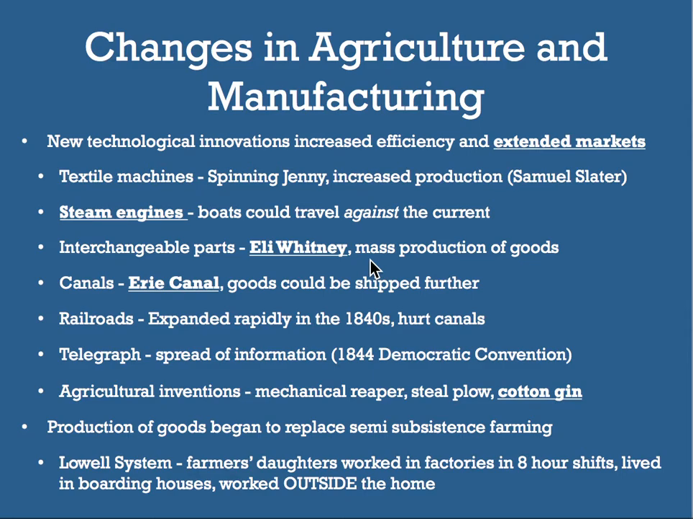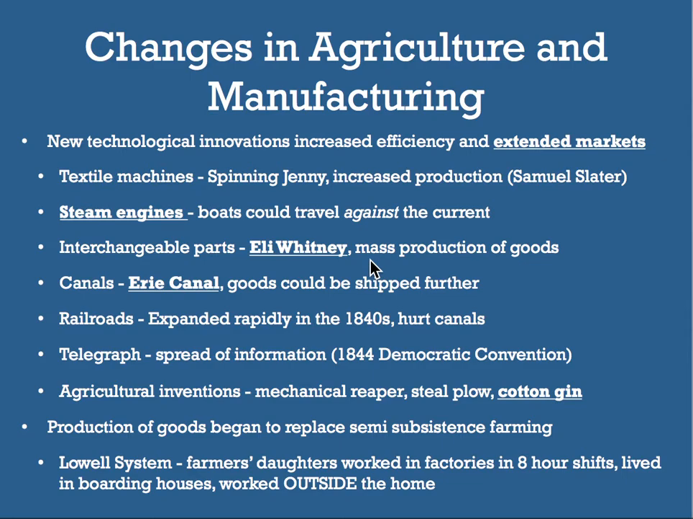We see a huge growth of canals, so building infrastructure to be able to trade things farther away. The one you should know is the Erie Canal in New York. Eventually, we see railroads later at the tail end of the 1840s, which is going to actually hurt canals, but really replace those in terms of our growth of infrastructure. We see the telegraph as an important piece of technology that influences agriculture and manufacturing because it makes it easier to communicate over far distances, which enables us to better account for supply and demand.